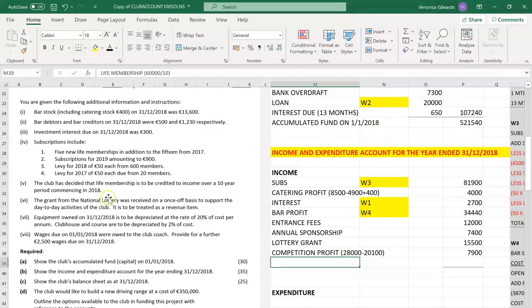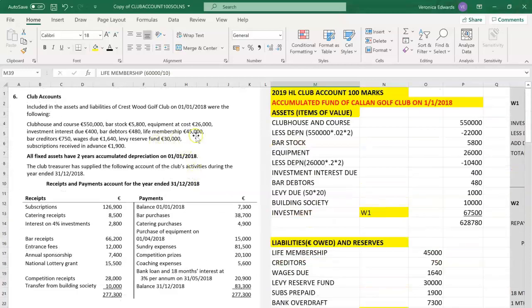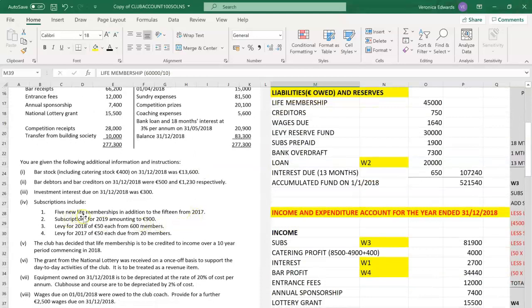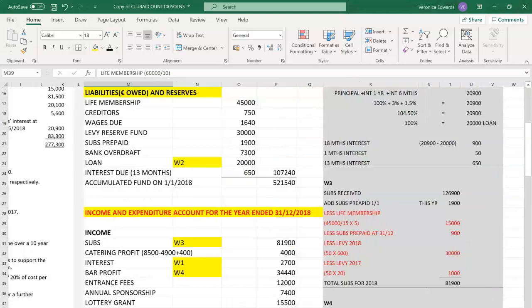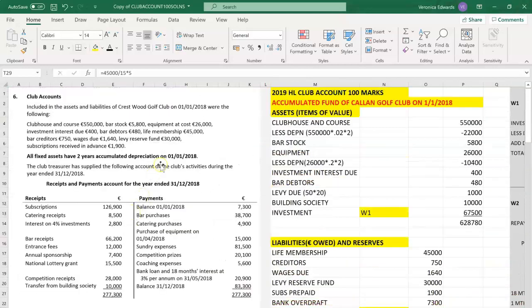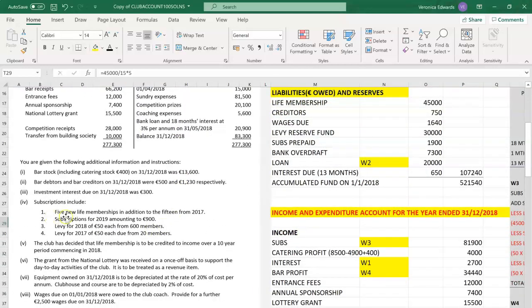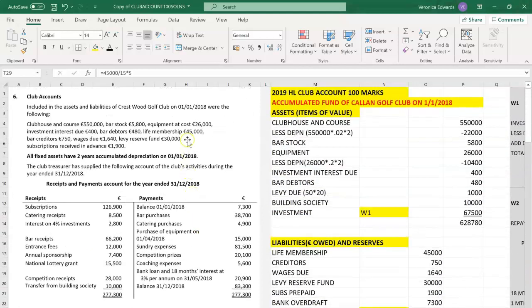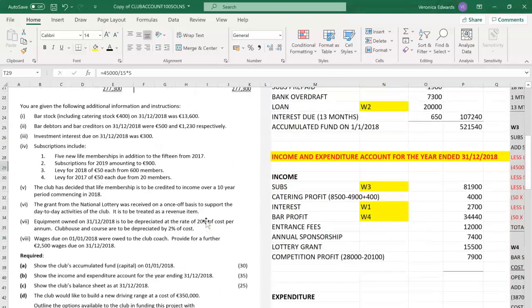So the question is, what is your life membership, first of all, at the end of 2018? Well, remember at the beginning of 2018, it was 45,000. And then you received 5 new life memberships. Do you remember that we worked out what the life memberships were in a working over here? One life membership would be 45,000 divided by 15, and that means that 5 life memberships is 15,000. So essentially you had 45,000 in life memberships at the beginning of the year, and you received an additional 5 life memberships, which we worked out to be 15,000 in our working. So 45,000 plus 15,000 gives you 60,000.